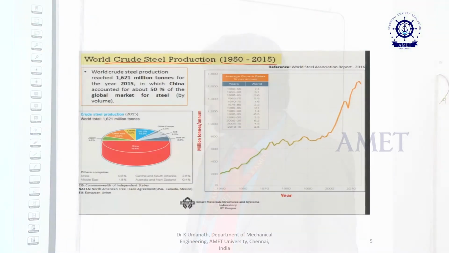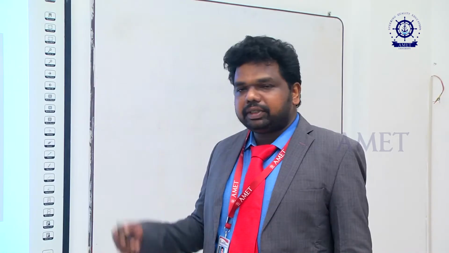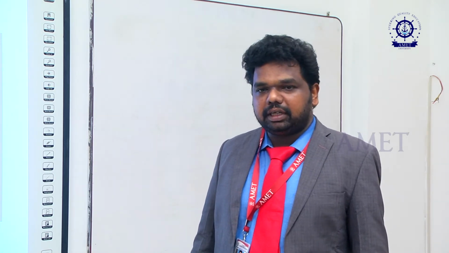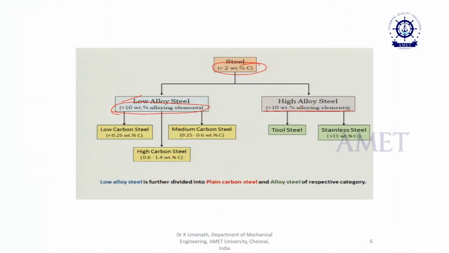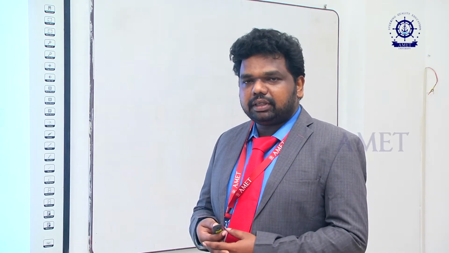This graph shows the world crude steel production in the last 50 years. Around 50% of the metals manufactured around the world are steels, and the remaining are other metals. So, let us discuss the various usages of steel around the world, not only in India but in other countries. Why? Because the strength and toughness of steel are very good.